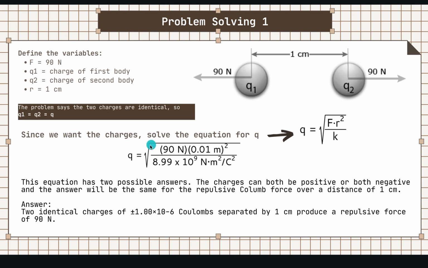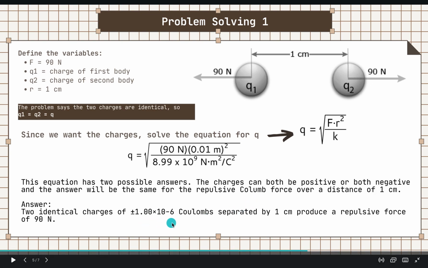Since we want the charges, we solve for Q, so we manipulate the equation to look like this, where we just need Q. So we enter the numbers, and this equation has two possible answers. The charges can both be positive or both negative, and the answer will be the same for the repulsive Coulomb force over a distance of 1 centimeter. So two identical charges of 1 times 10 to the negative 6 coulomb separated by 1 centimeter produce a repulsive force of 9 N. Here negative 6 is in the power.